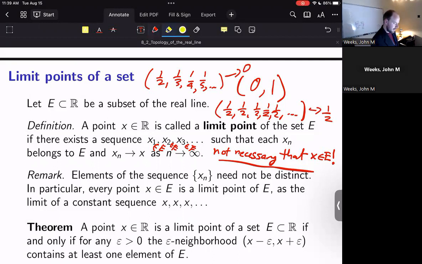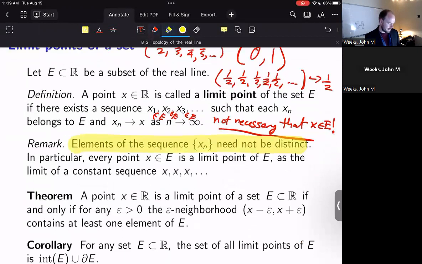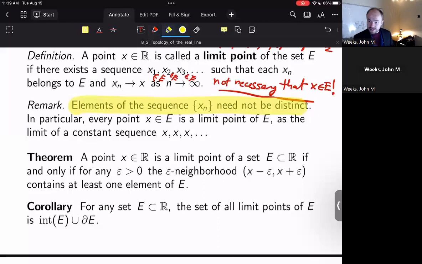So the remark shows that in our 1/2 sequence, for example, the elements of the sequence need not be distinct. So every point inside of it is a limit point, thanks to our definition. One theorem here that helps us characterize limit points is in terms of epsilon neighborhoods. So let's talk about that.